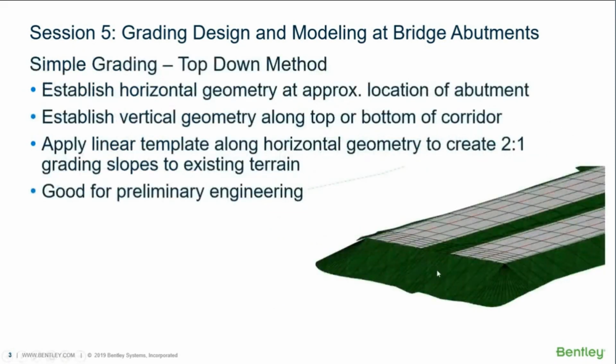The first method that I'm going to talk about is the simple grading method. This is where you don't really need any real details. You're just trying to come up with some preliminary engineering. This starts with creating some basic horizontal geometry at the approximate location of your abutment or your approach slab, and creating some vertical geometry either along the top or the bottom of the corridor, really any vertical geometry that you may need. Then, once you have those two pieces of information, we can apply some linear templates to that geometry to create our 2-to-1 grading slopes, or whatever type of grading you need, to the existing ground terrain.